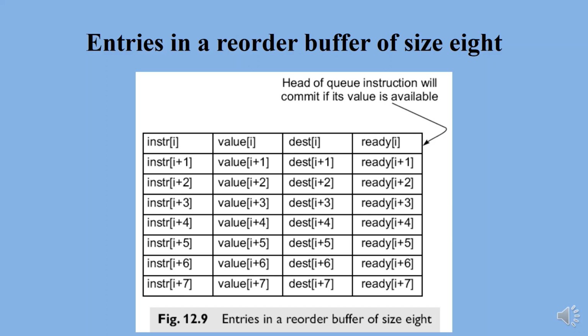The result value of any other instruction lower down in the reorder buffer, say the value of I plus k, can also be used as an input operand for a subsequent operation, provided of course that the instruction has completed and therefore its result value is available, as indicated by the corresponding flag ready of I plus k. In this sense, we see that the technique of operand forwarding can be combined with the concept of reorder buffer.